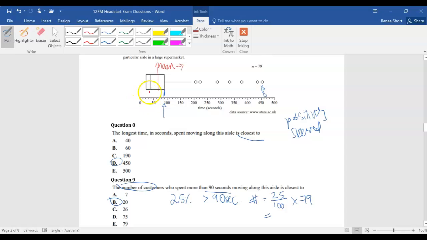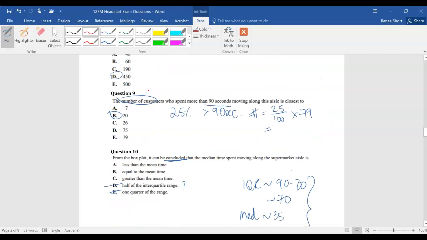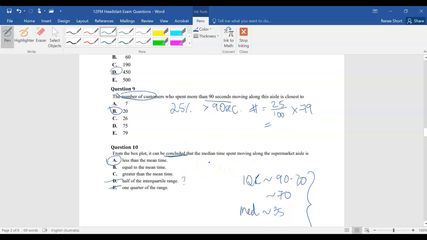So what we can say is if the mean is sitting somewhere to the right of our median, we know then that the median is less than the mean time, and so our answer for question 10 is going to be A. I'm going to stop this here for us, and I'm going to record a second video going through the short answer part. Thank you.